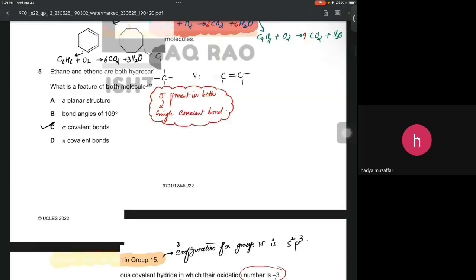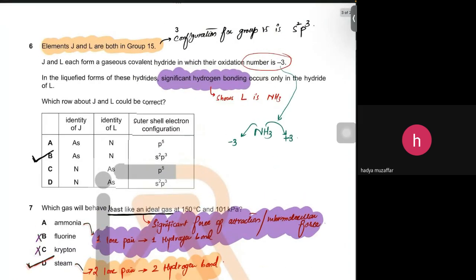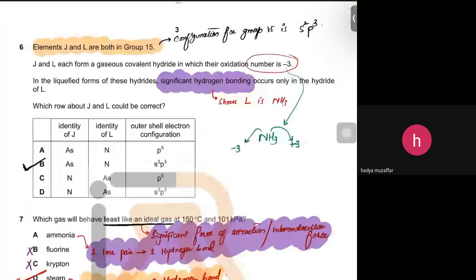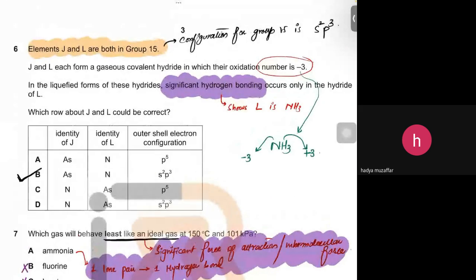Okay, easy. Then question 6: elements J and L are both in group 15. Group 15 means group 5, and group 5 means that the configuration would end in s2 and p3. Let's check. Nitrogen is in group 5 of the periodic table and its proton number is 7. So the electronic configuration would be 1s2, 2s2 and 2p3. That's the electronic configuration for nitrogen, which is present in group 5.